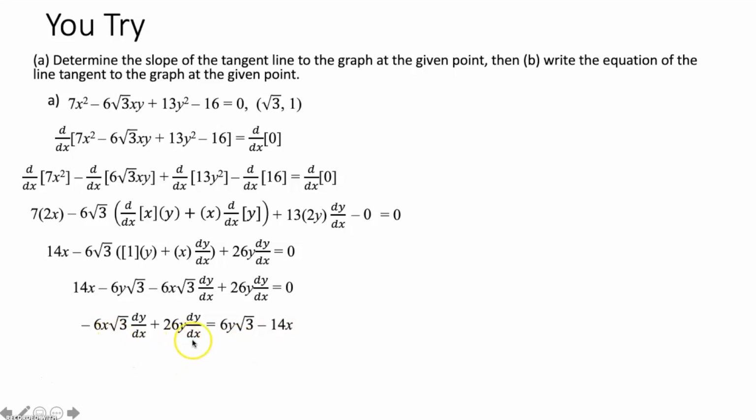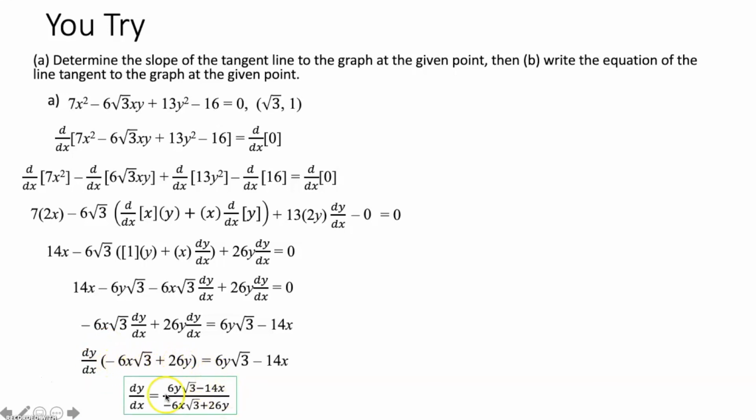Now, each of these terms has a dy/dx, so I can move on to step 3, which is to factor out a dy/dx. Step 4 then is to solve for dy/dx, so I'm going to divide both sides by negative 6x rad 3 plus 26y, and I get something that looks like this.